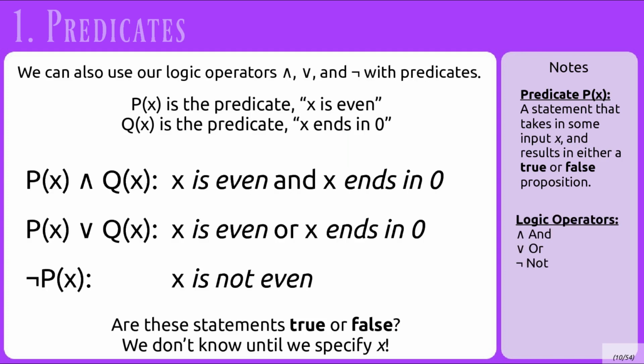We can also use our logic operators and, or, and not with predicates. So let's say we have two predicates. P of x is the predicate x is even, and Q of x is the predicate x ends in 0. If we write P of x and Q of x, then this essentially translates to x is even and x ends in 0. If we write P of x or Q of x, this will be x is even or x ends in 0. And then the negation of P of x would end up being x is not even. Are these statements true or false? Well, we won't know until we specify the input x.